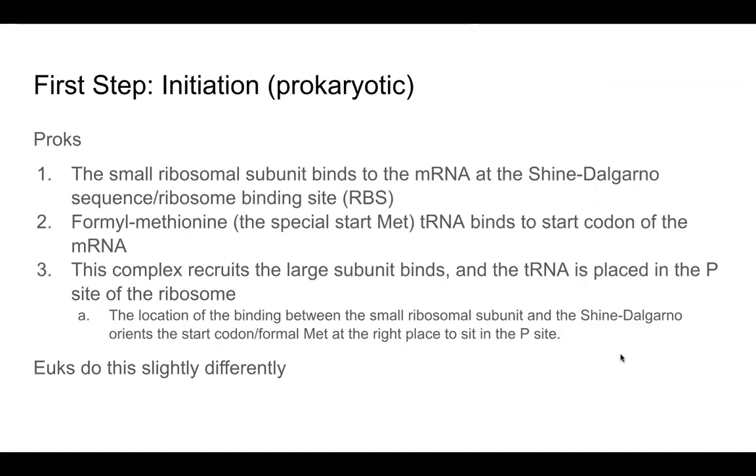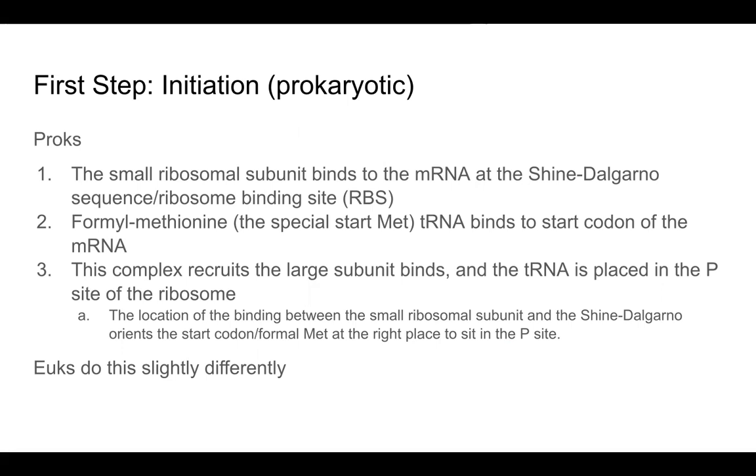All right, so now we get into the 3 steps of translation. The first step is initiation, and we're going to talk here in detail about prokaryotic initiation. That's what you're mostly responsible for understanding. One key thing is that prokaryotic and eukaryotic initiation processes are different, right? They're fundamentally different in terms of how the ribosome attaches to the mRNA and how the process of translation starts.